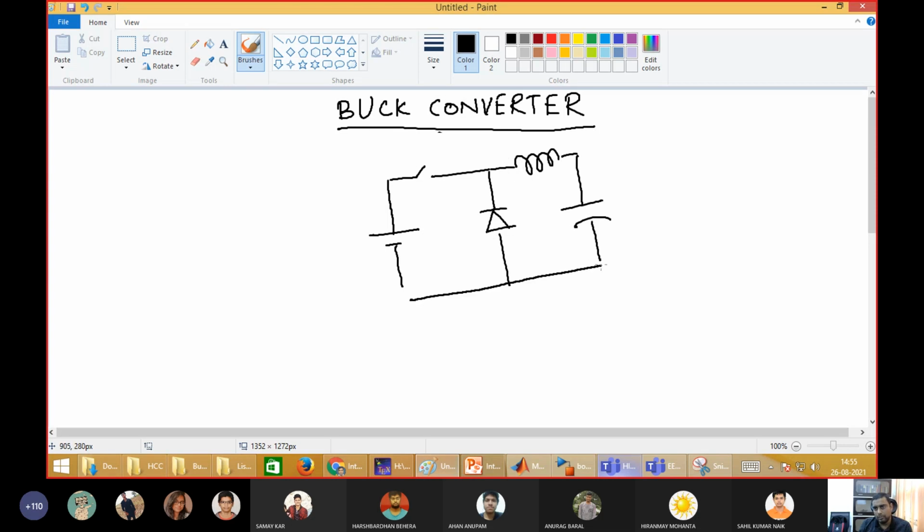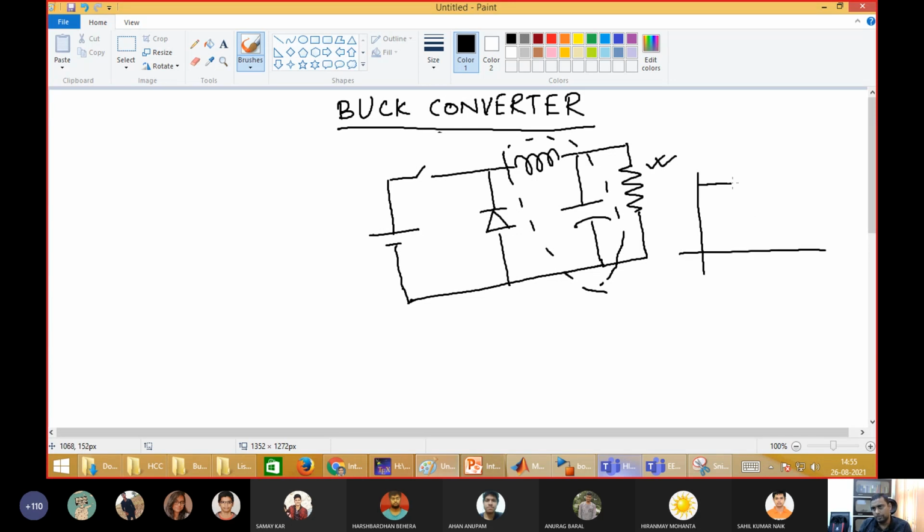Now in books they have explained how to design this buck converter, how to design this low pass filter. This is an LC low pass filter. If we neglect this resistance, its Bode plot will be something like this. Okay. So this is the cutoff frequency or corner frequency.